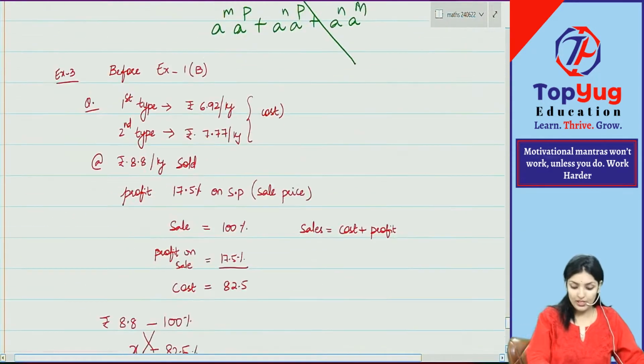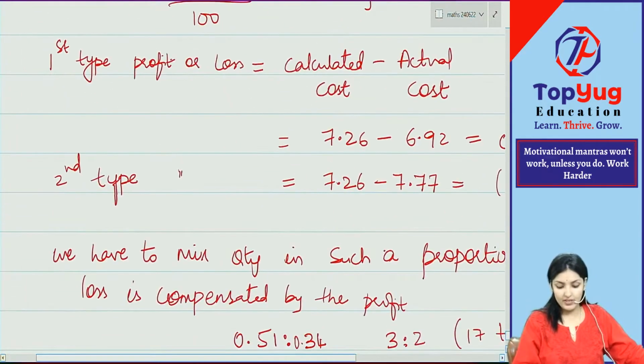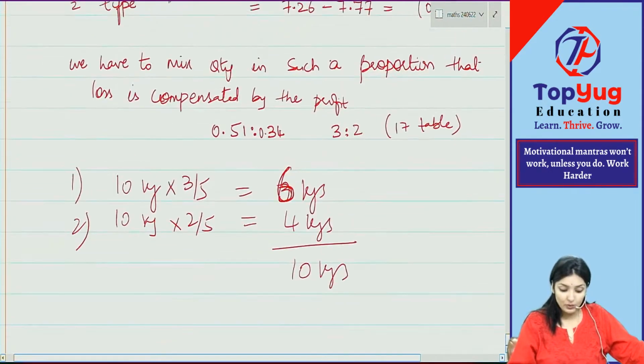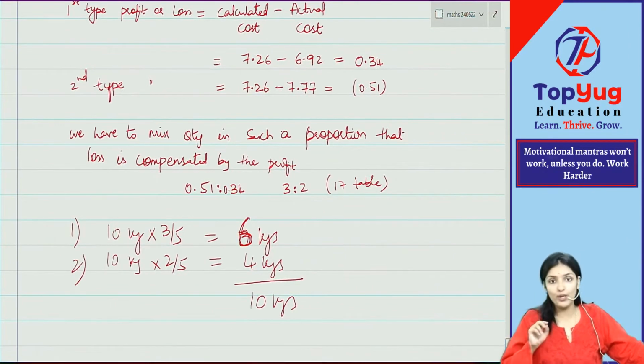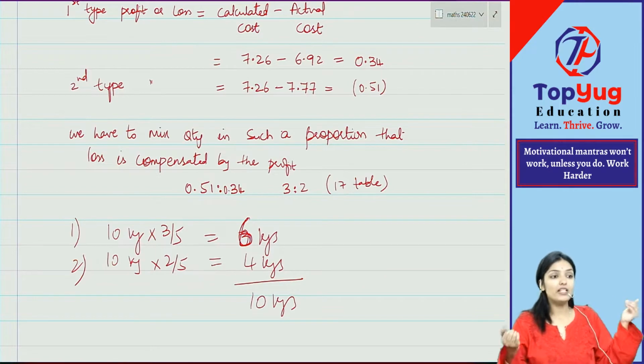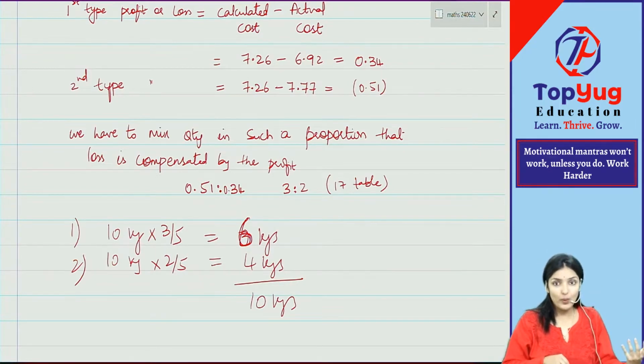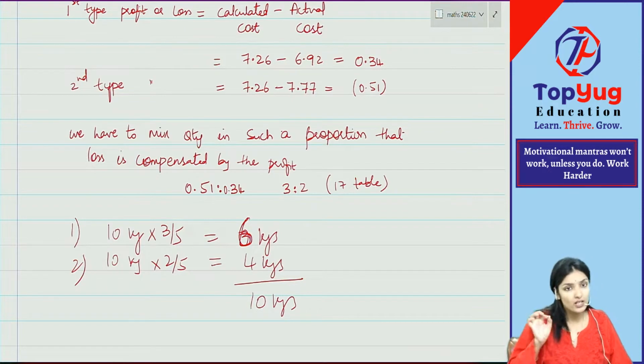Second type, what is the cost? 7.77. But what is the cost we have calculated? 7.26. So how much loss? 0.51. So basically when I'm mixing, I'm getting loss in one quantity, I'm getting profit in another quantity. This is only because of 1 kg. Now the mixing has to be done properly, in appropriate proportion, so that my loss is compensated by my profit. That was the sentence I have written. We have to mix quantity in such a proportion that the loss is compensated by the profit.